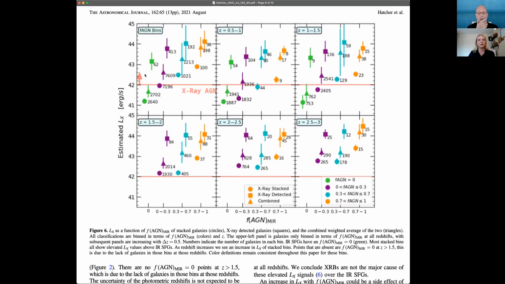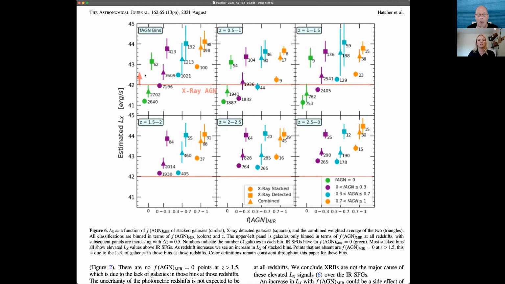And now that's what we have here. The squares are the galaxies that are already X-ray detected. So I just had to take an average of their luminosities to get these luminosities. And to weed out any biases, just for the sake of making sure our data looked right, we did a combined weighted average of the two, and those are the triangles, but we won't really get into those.